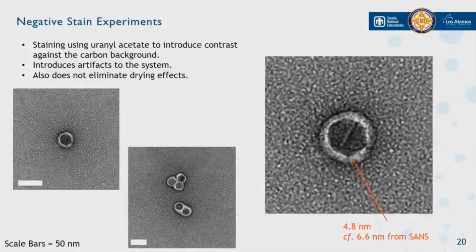We can look to negative stain experiments. This is staining using uranyl acetate to increase the contrast of the shell against the carbon background. But again, we're introducing artifacts to the system. Here we observe a trimer and a dimer, but we cannot be sure that this is not due to drying effects.